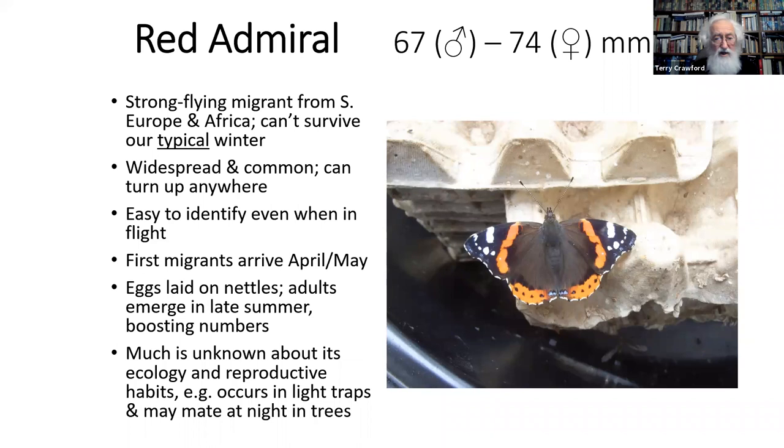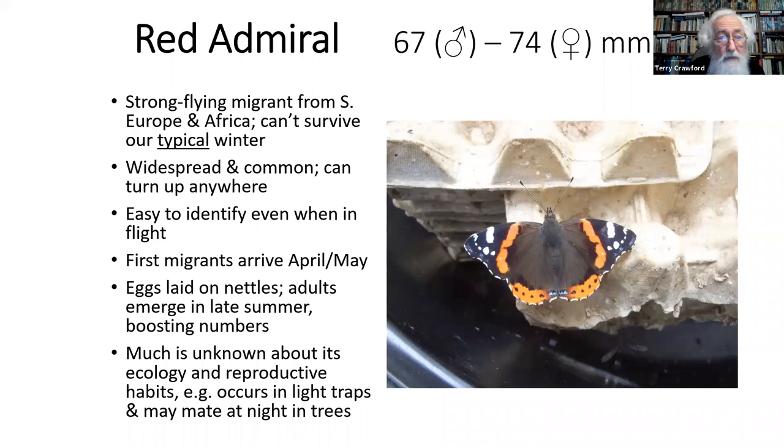Tends to arrive the latter part of spring, lays eggs on nettles. The new generation of adults will appear in the late summer, and that's when it will be most numerous and will be attracted to buddleia, which is the sort of place you expect to see them. And also they come and feed on fallen fruit in orchards. For such a striking butterfly that everybody knows about, and you see it in children's books and on cups, rather little is known about its habits. It's thought, for example, that they may mate at nighttime in trees, and they certainly do come into light traps during the night.